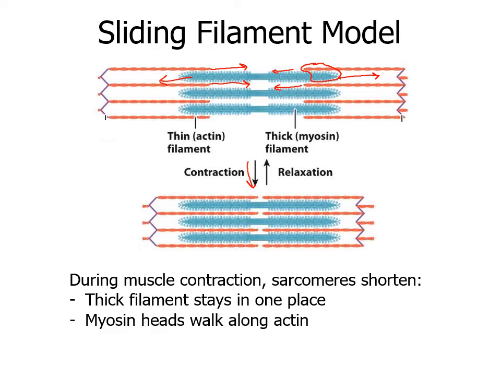Okay. So that's the sliding filament model. They slide along one another. The thick filament really stays in place, in a sense, but it moves along. More appropriately, it pulls the actin along the myosin. So actin, like I said, moves toward the center.